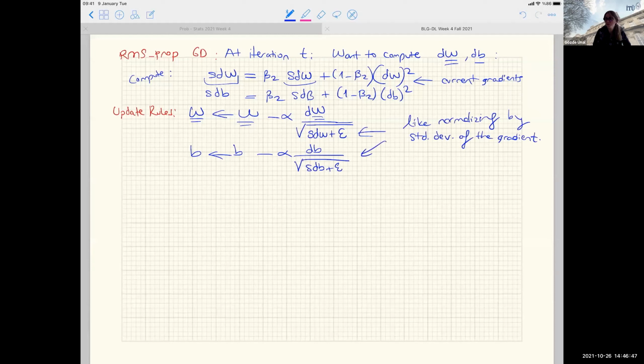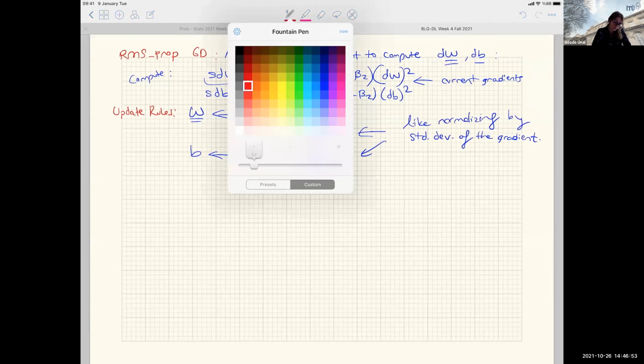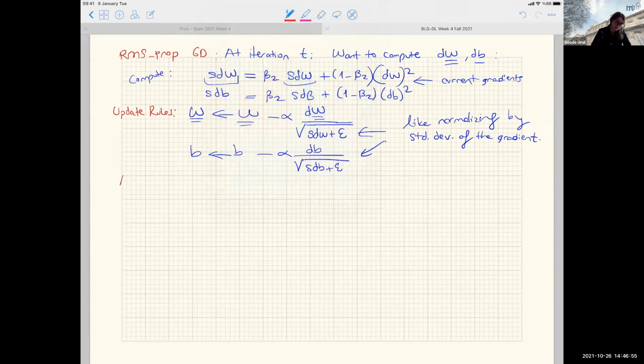Okay, this is called RMSprop. Now there is something called the Adam optimizer. If you are fine with this, this is the Adam optimizer. This is a combination of momentum and RMSprop. So it uses both the mean momentum and the squared momentum. Okay, it's a combination of momentum and RMSprop.